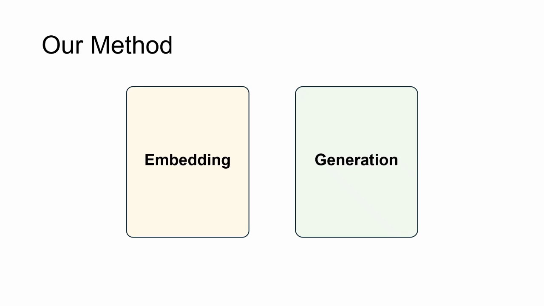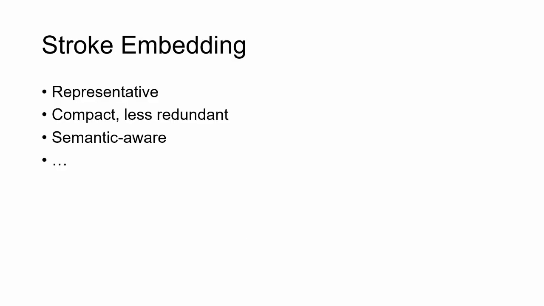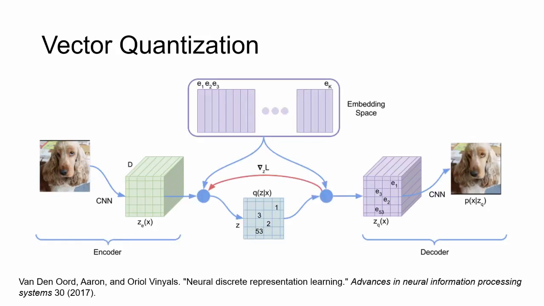The first part focuses on obtaining the representation embedding of the sketch, while the second part leverages these embeddings for generation. In the first stage, the embedding of strokes should be representative, compact, less redundant, and semantic aware. A discretized representation using vector quantization can satisfy these characteristics. Vector quantization, VQ, is a data compression and dimensionality reduction technique that represents a large set of input vectors with a smaller set of codebook vectors, essentially clustering similar vectors and assigning each cluster a single representative vector.